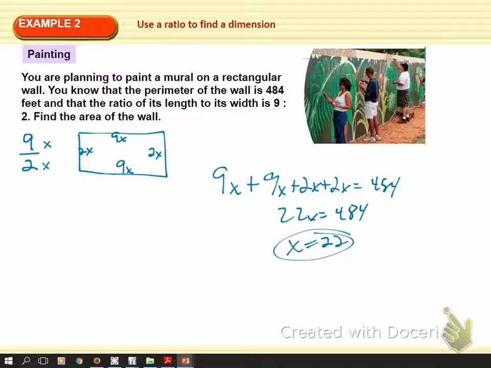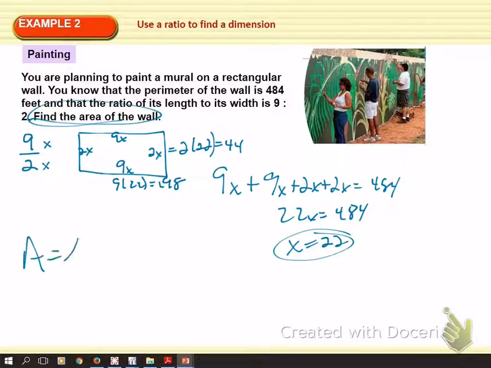To find the actual length and width, we need to plug that in up here. 2 times 22 is 44. 9 times 22 is 198. So the length is 198 feet, and the width is 44 feet. Now, it asks you for the area. So we're not quite done, right? Area is length times width. The length is 198. The width is 44.